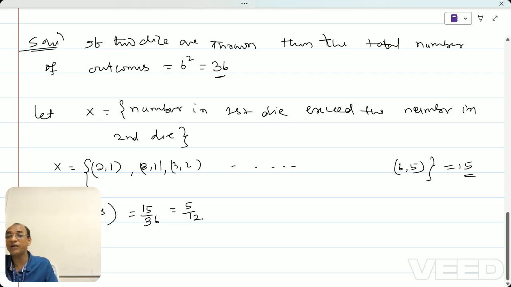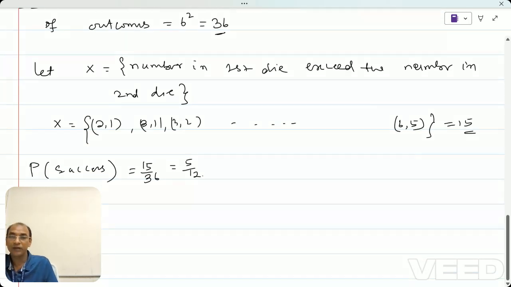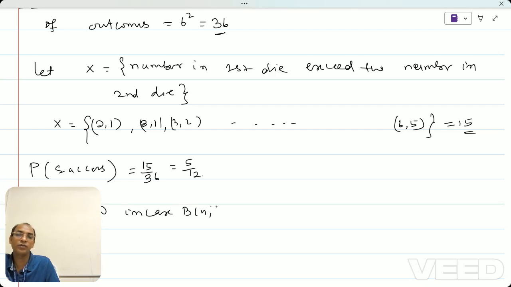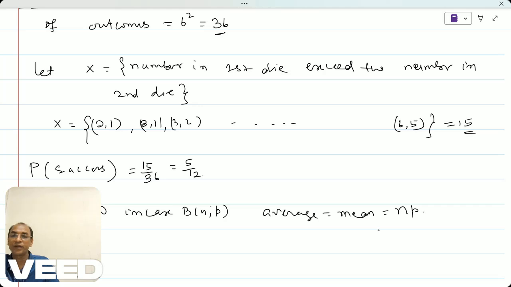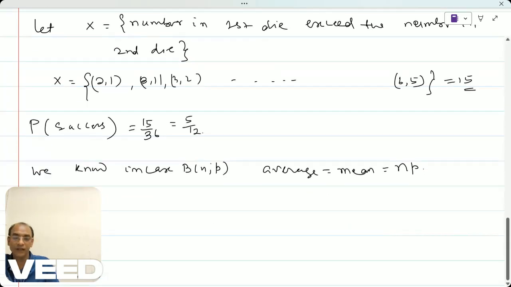Now we have to find the average number. Here we know, in case of binomial distribution, the average, and that is nothing but the mean, is equal to n into p, where n is given, n equal to 120 times, and p we already got, p equal to 5 by 12.